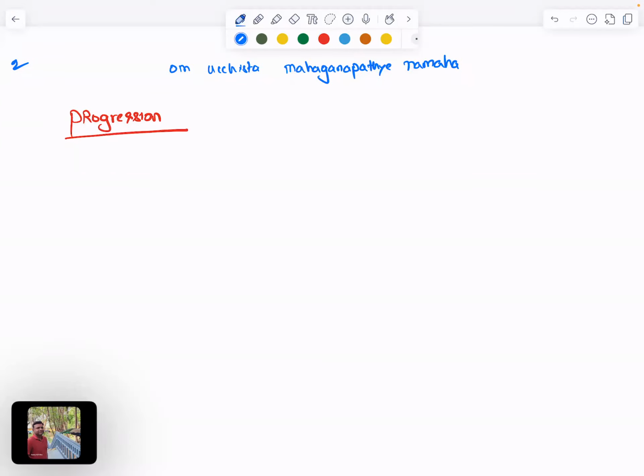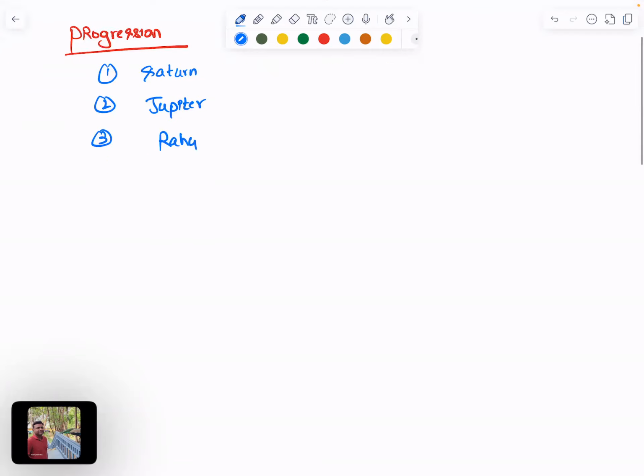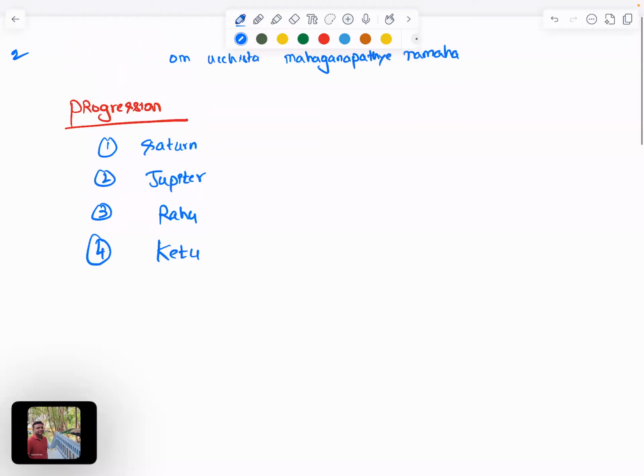In this Nadi progression, we take care of 4 planets. One is Saturn, second is Jupiter, third is Rahu, fourth is Ketu. Like this, those 4 planets are considered important from progression perspective.